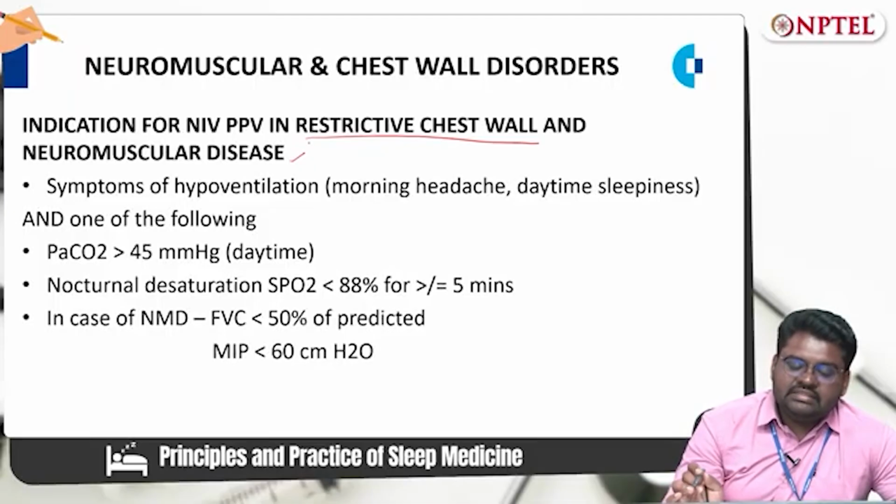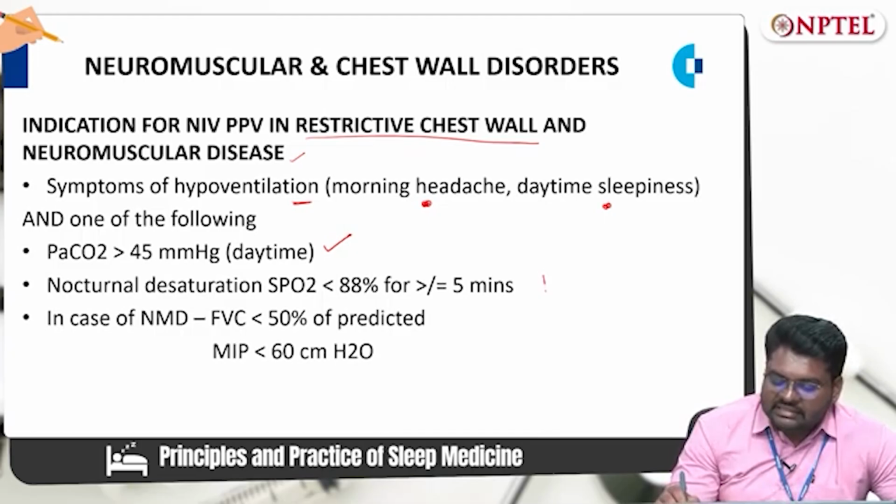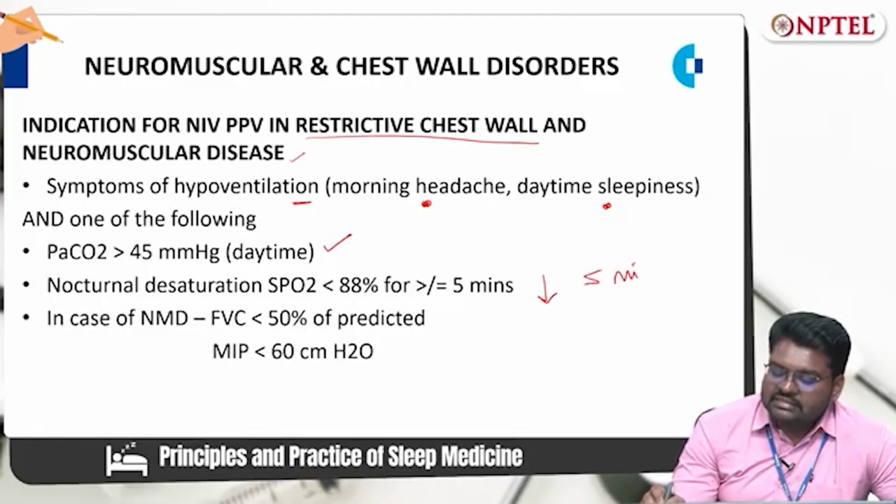So there should be symptoms of hypoventilation, that is morning headache and daytime sleepiness, and one of the following: either the carbon dioxide level should be more than 45 millimeters of mercury in an ABG during the daytime, or there will be a decrease in saturation to less than 88% for 5 minutes or more. So a 5-minute decrease in saturation during the night.